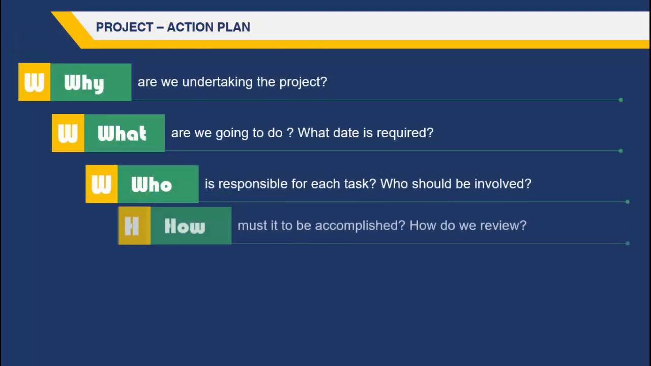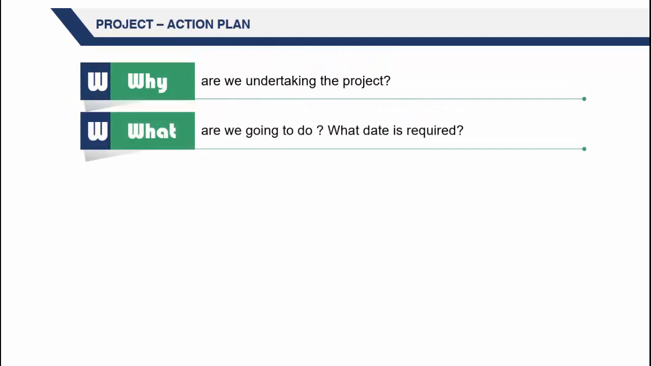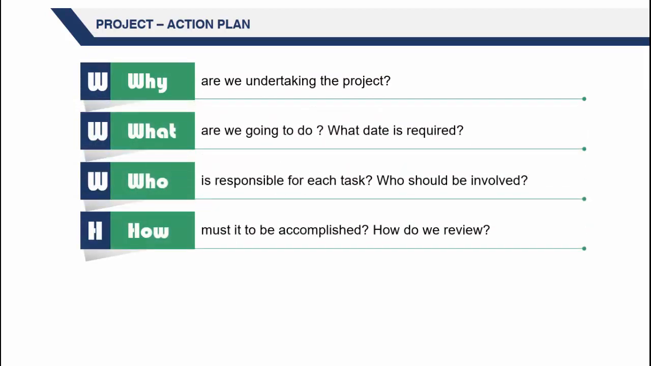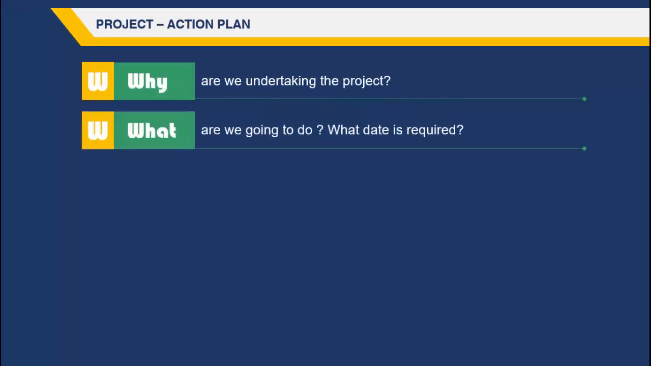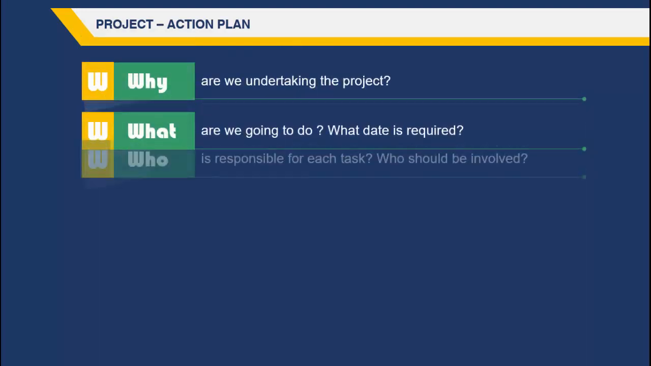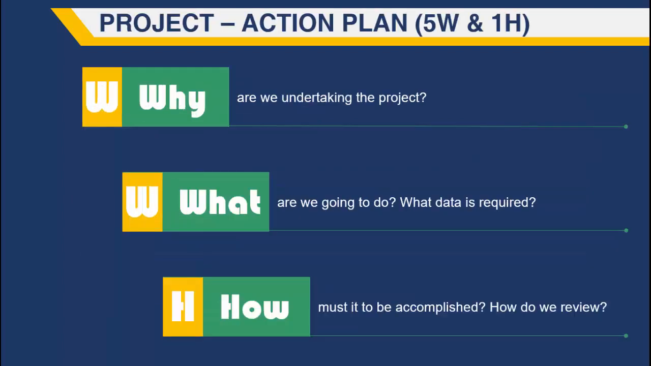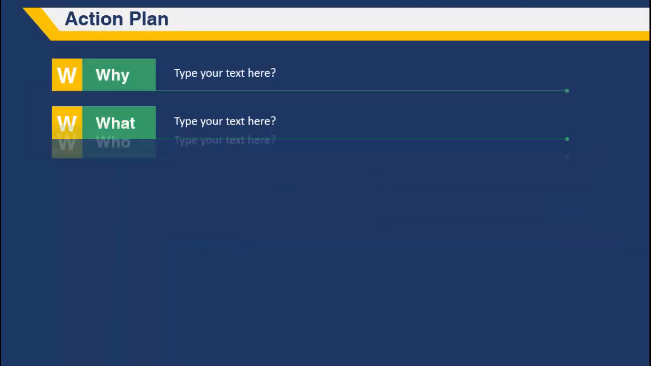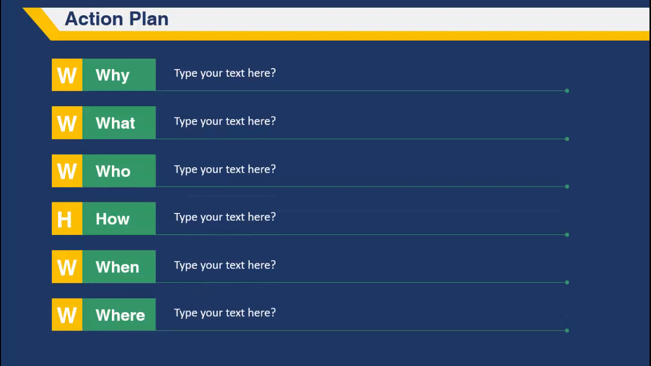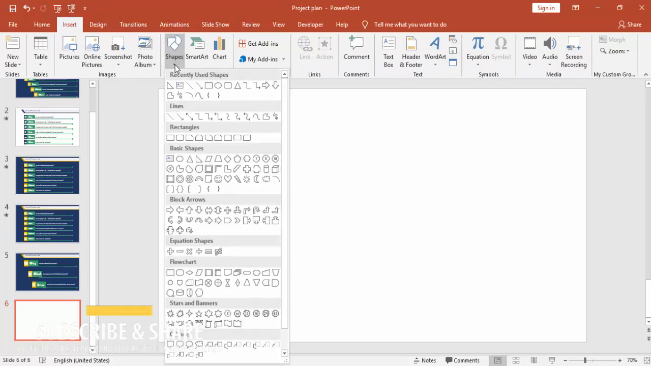In this tutorial I am going to show you the 5 Ws and 1 H, which is why, what, who, how, when and where. I have created this template in PowerPoint so that you know what each point signifies, like why are we undertaking this project? So all those things which are required for the project action plan, I have put here. And you can put your own text here as well. So let's see how to create this slide in PowerPoint.